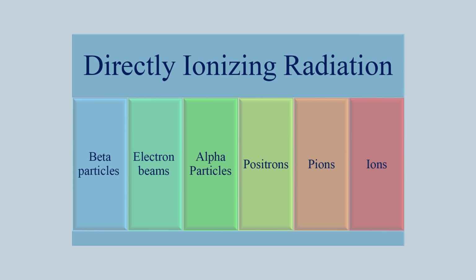Types of directly ionizing radiation. Alpha particles, highly charged particles emitted by certain radioactive material. They have high ionizing power but low penetration. Beta particles, high speed electrons or positrons with moderate ionizing power and penetration capacity. Protons, positively charged particles found in the nucleus of an atom, with high ionizing ability and significant penetration.